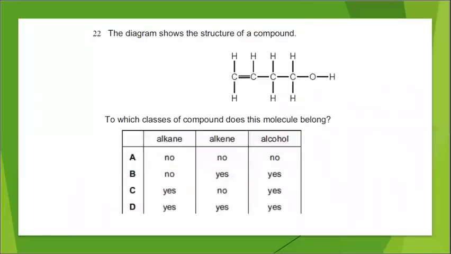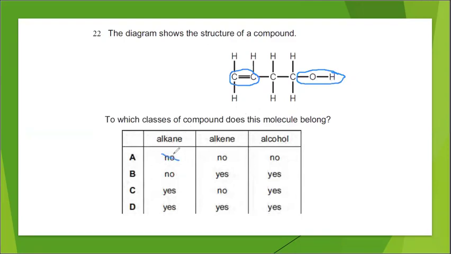All right, 22. The diagram shows the structure of a compound, and they show us the compound. The first thing I'm going to look for is the functional groups in it. I have a double bond here, C double bond C, and then I have an OH group here. So I have an alkene present and an alcohol present. So let's see what the question asks. To which classes of compounds does this molecule belong?